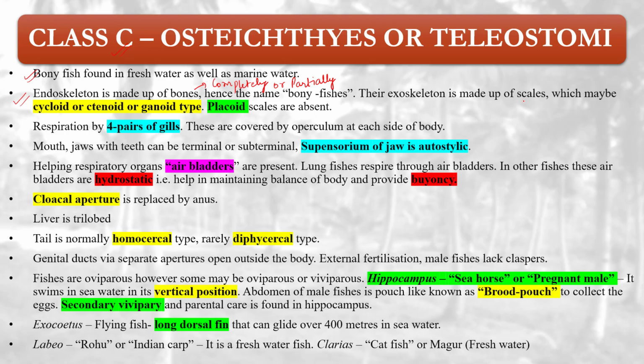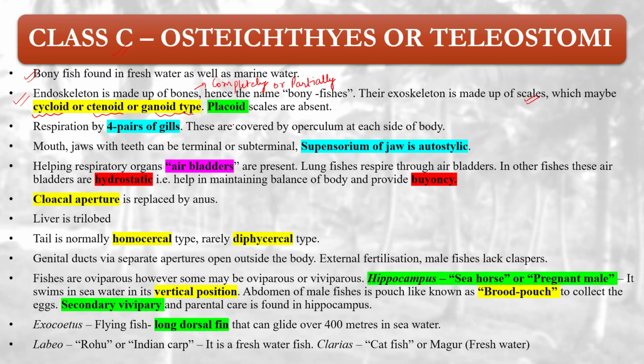They do have scales as well, which may be either cycloid type, ctenoid type, or ganoid type. It means their scales can be of various types: cycloid, ctenoid, or ganoid.